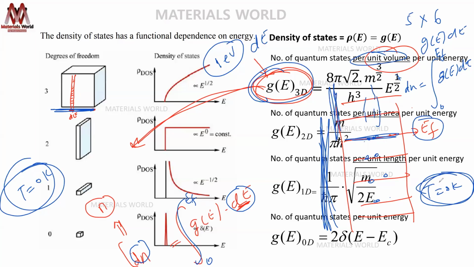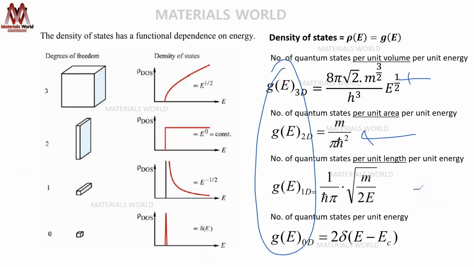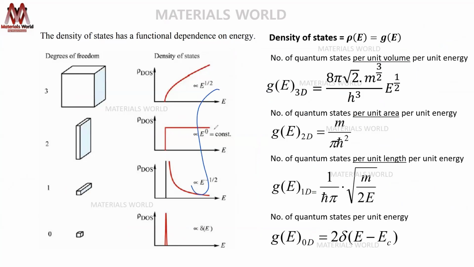But if the temperature is any random temperature T, then it will be 0 to infinite. But I'm talking about 0 Kelvin. You can integrate and you can get the total number of electrons. So if you know the expression for density of states, you can calculate the Fermi energy, because if you integrate dn, that is G of E into D of E, from 0 to EF.